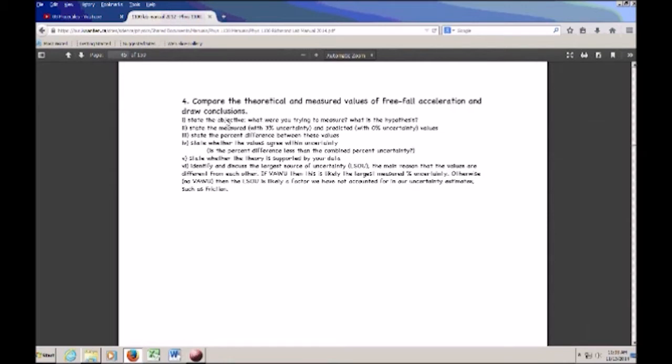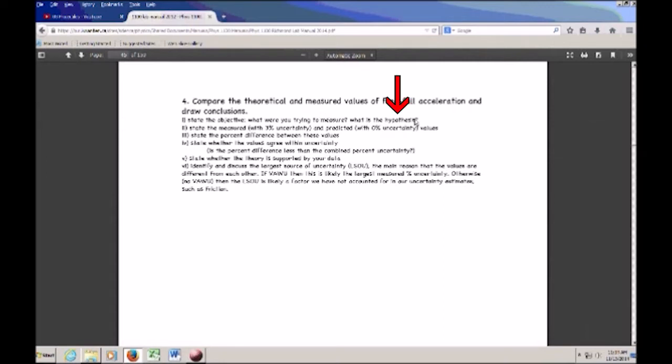The first thing they ask for is they tell you state the objective, what were you trying to measure, and what is the hypothesis for this experiment. So the objective is just what it says. What were you trying to measure? So for example, for the free fall experiment, we were trying to measure the acceleration due to gravity. So you would just say that in a full sentence.